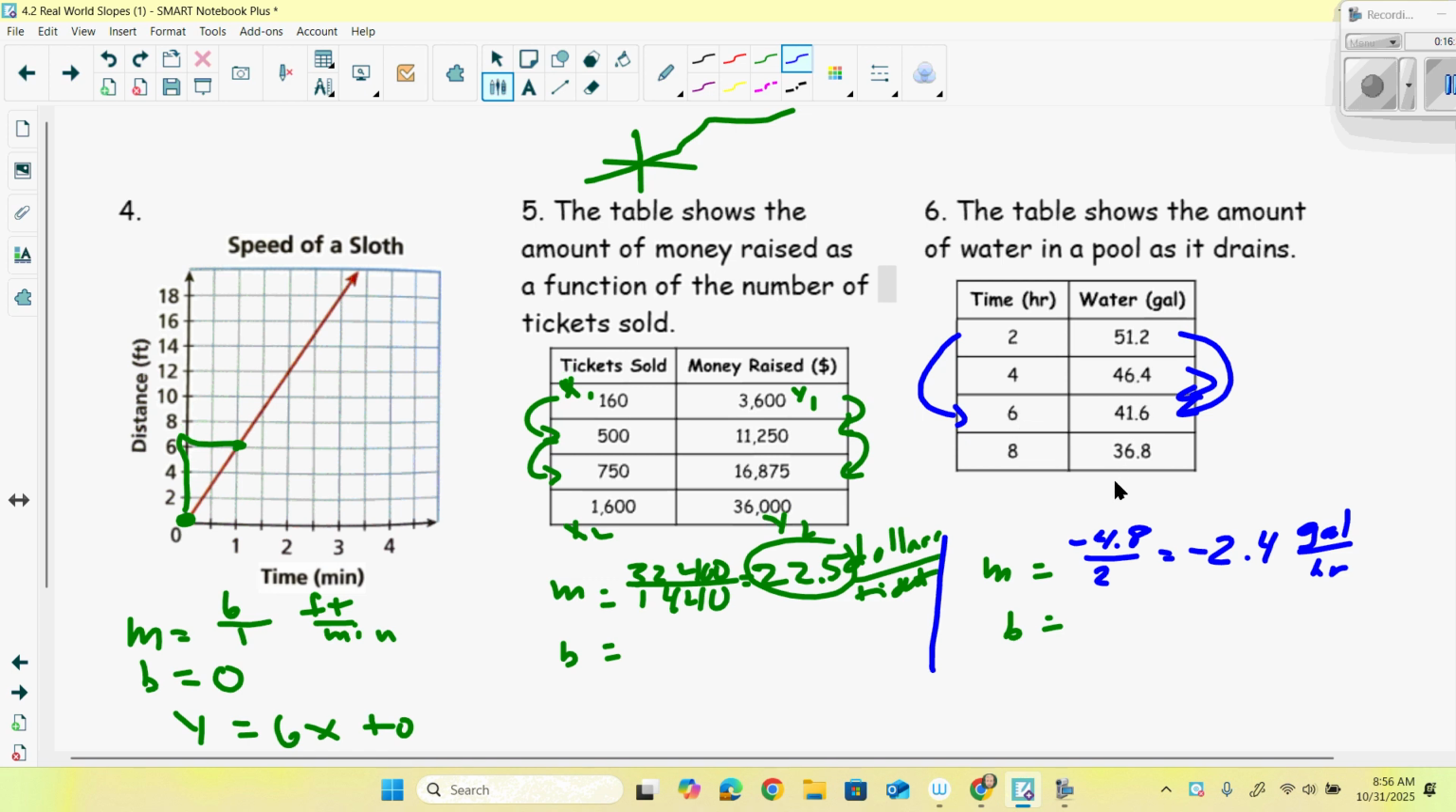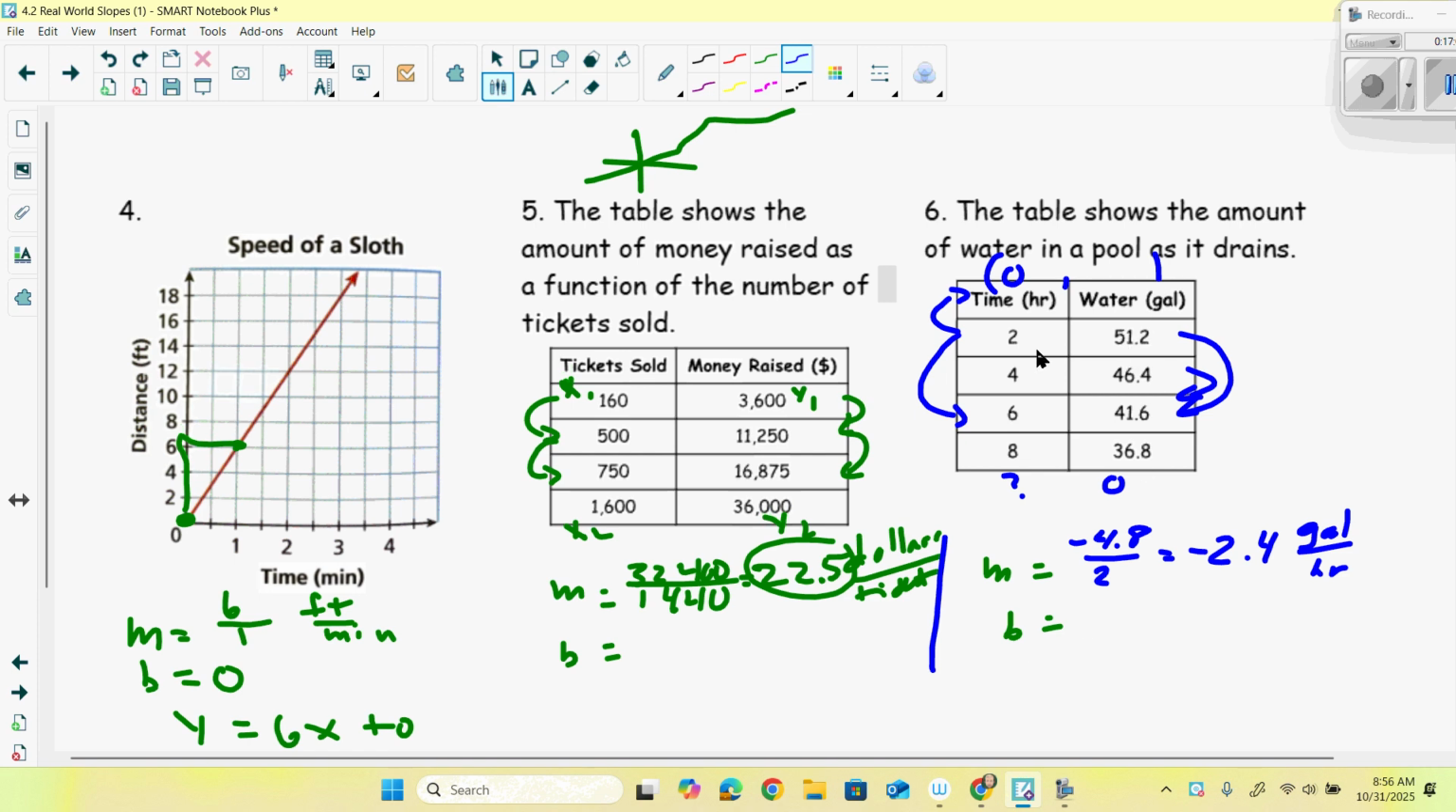We could do this one all the way down to what we call the x-intercept. We want to see how long it takes to drain completely. That would be something we could try to solve for. I'm going to work the other way because it's a little easier. If it's been 2 hours and it's losing 2.4 gallons every hour, or I could say 4.8 gallons every 2 hours, I can figure out what the y-intercept, the value of y when x is 0, that's my starting amount. How many gallons were in this pool?